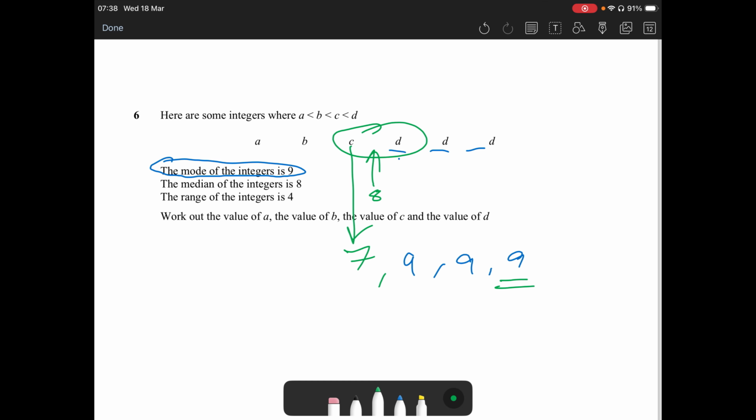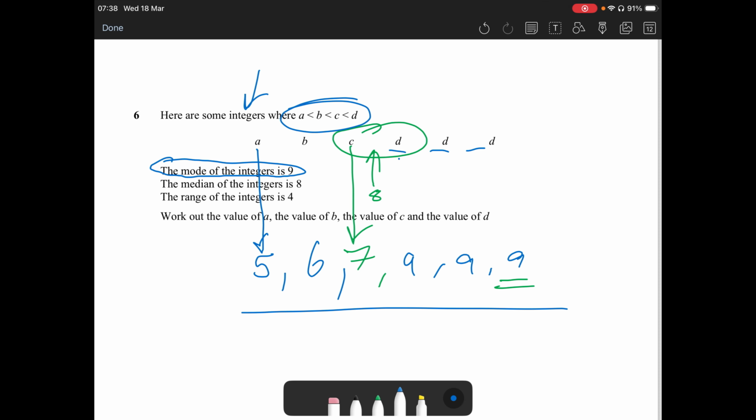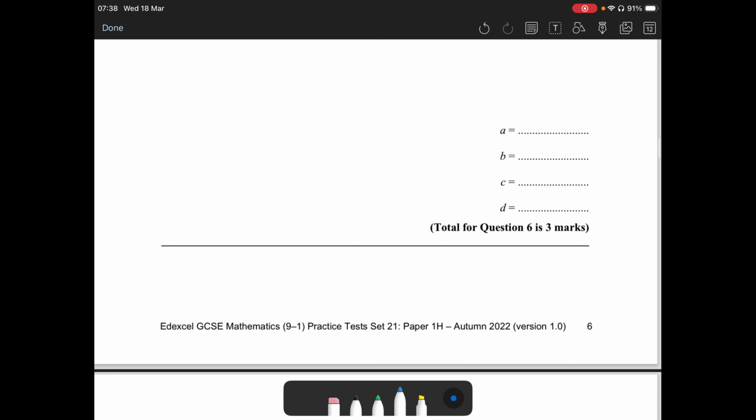The range is 4. So 9 take away what number equals 4 is going to be a 5. So that's the smallest number, 5. And because we're told that this inequality, they're sort of increasing in size, well, the only number bigger than 5 and less than 7, which is an integer, that's a whole number, is 6. So that's your answer, 5, 6, 7, 9, 9, 9.